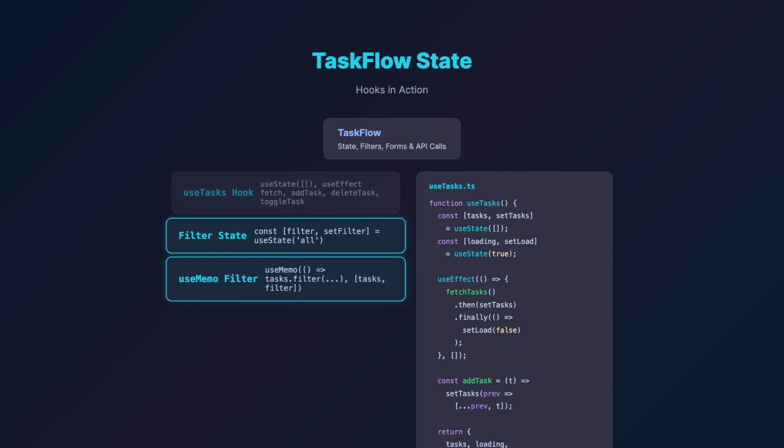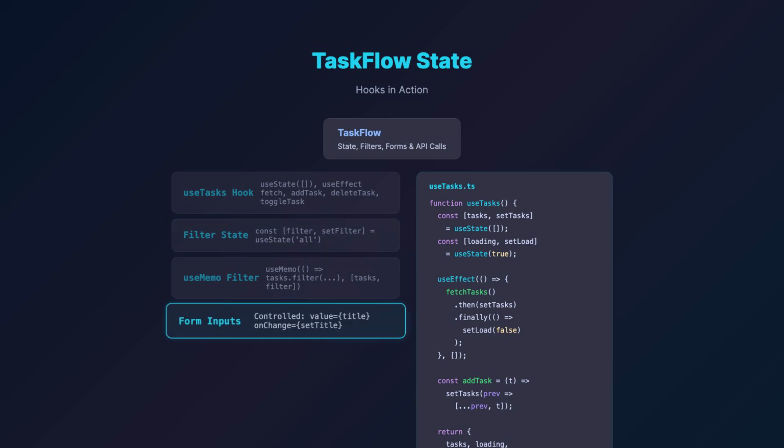Filter state lives in the main component. const [filter, setFilter] = useState('all'). A useMemo computes filtered tasks based on the current filter. When the user clicks a filter button, setFilter updates the value, useMemo recalculates, and only matching tasks appear.